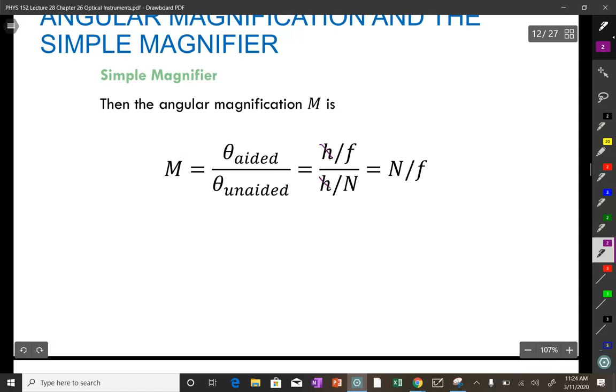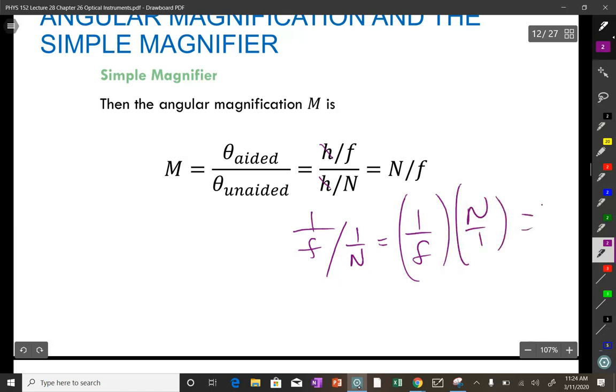1 over f divided by 1 over n. Do the whole invert and multiply rule, and that's n over f. N is the near point, and unless told differently, you just put in 25 for that. And f is the focal length of the lens I'm using for the magnifier.